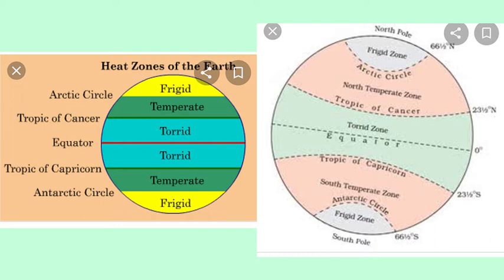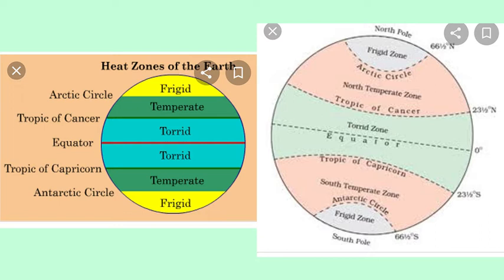Okay, the Earth has been divided into three belts on the basis of the amount of heat it receives from the sun. So on the basis of the amount of heat from the sun, the earth has been divided into three heat belts. Clear? First is torrid zone. First, torrid zone: the region on either side of the equator.